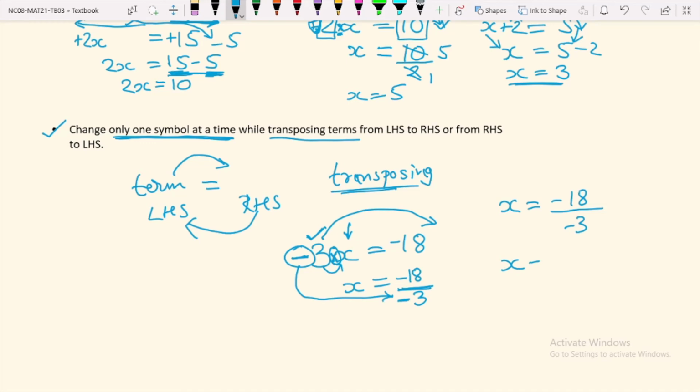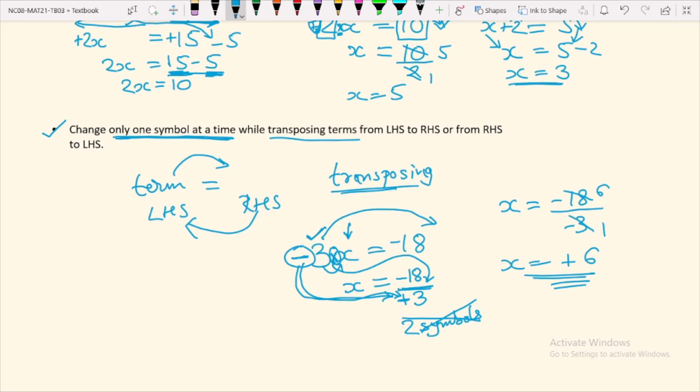We can solve this as minus divided by minus is nothing but plus 18 by 3. We can solve it as 3 1s are 3, 3 6s are 18. So it will become x is equal to plus 6. So like this we have to change. We cannot change minus 3 to plus 3. We cannot change multiplication into division, and also subtraction into addition. Two symbols cannot be changed at a time. We can change only one symbol at a time.